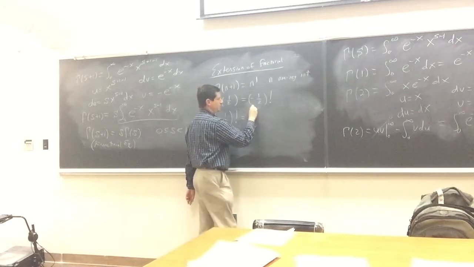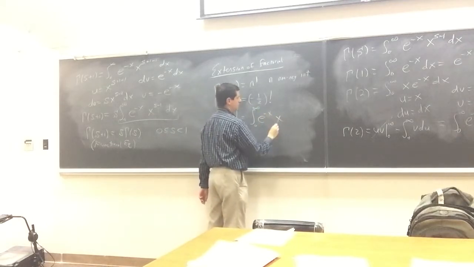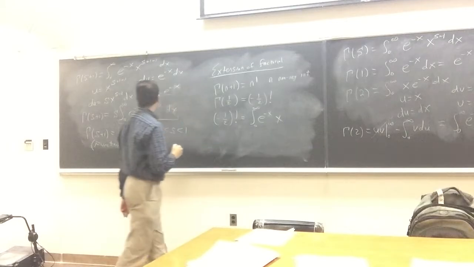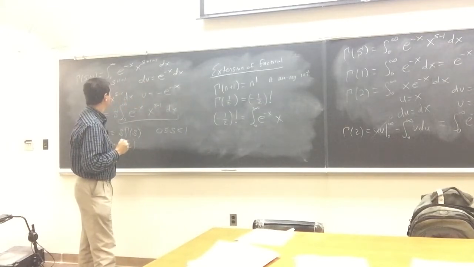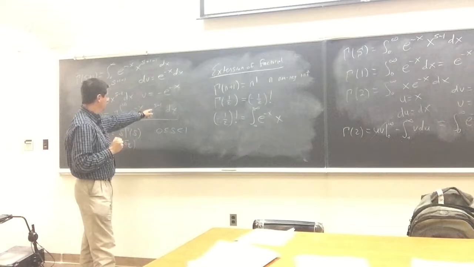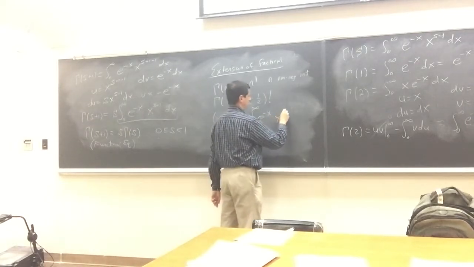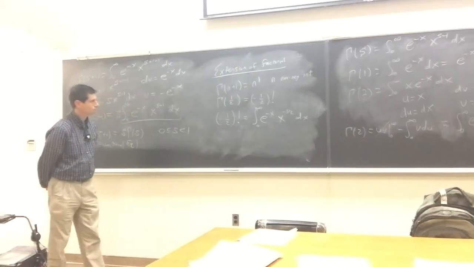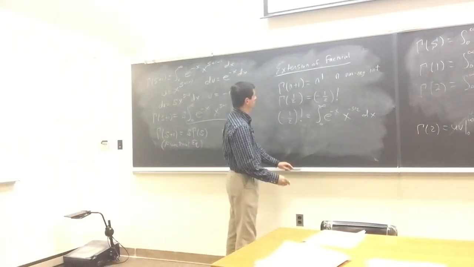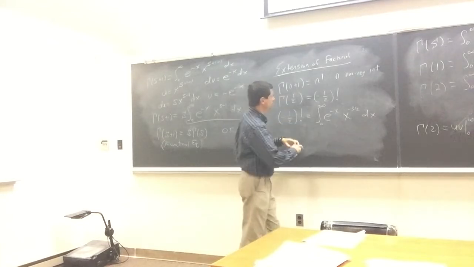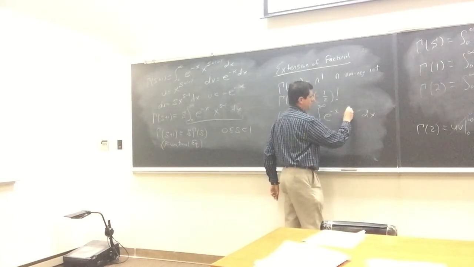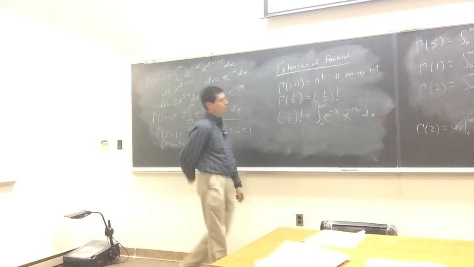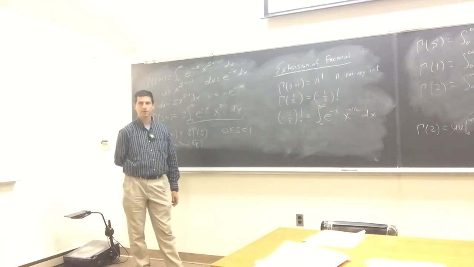It's the integral from 0 to infinity of e to the negative x, x to the, plugging in here, oh, sorry. Wait a minute. I'm putting in n equals negative 1/2, so I just want to do things like gamma 1/2. So this would become negative 1/2. So I want to evaluate that integral. Okay? If I can evaluate that integral, I now know what negative 1/2 factorial is.